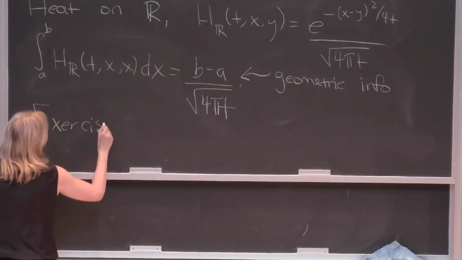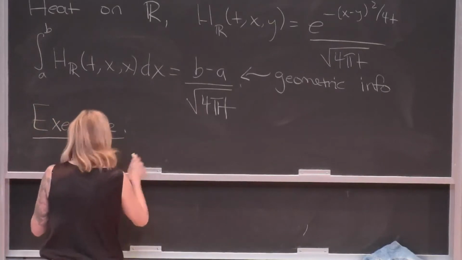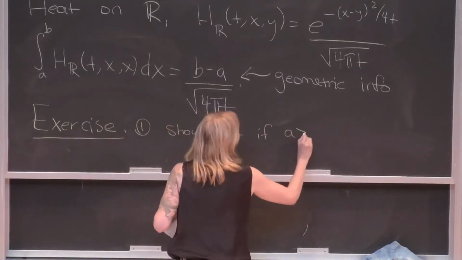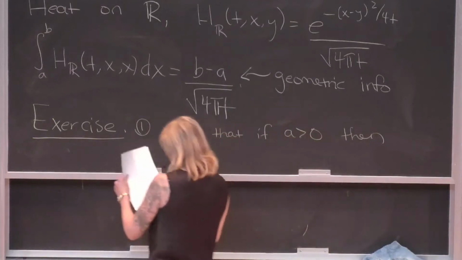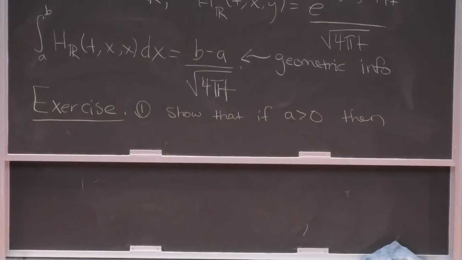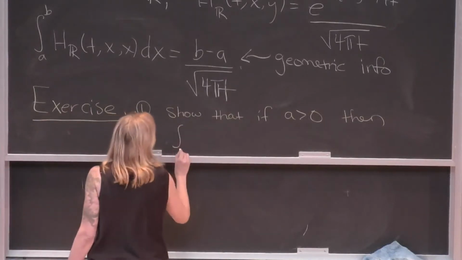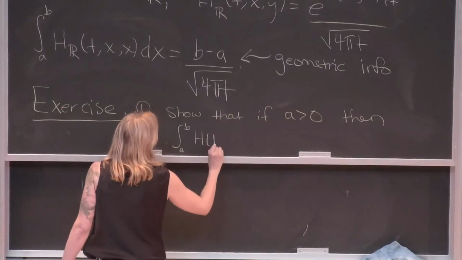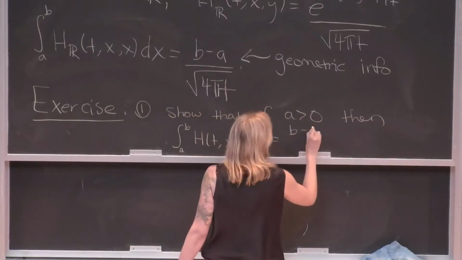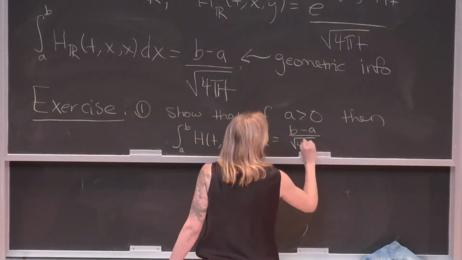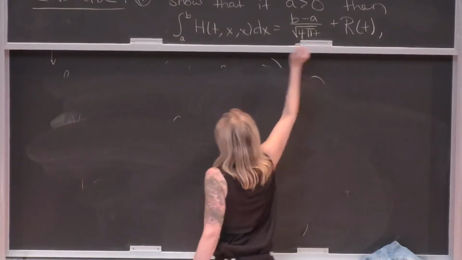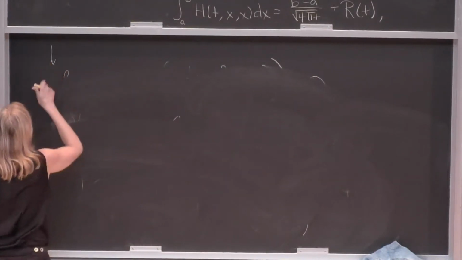Okay, so first exercise. Show that if A is greater than 0, then, so I called my heat kernel for the half space just H, okay? Then if we integrate from A to B, H of t, x, x dx, what we get is the exact same thing, plus a remainder, and the remainder satisfies the following estimate.